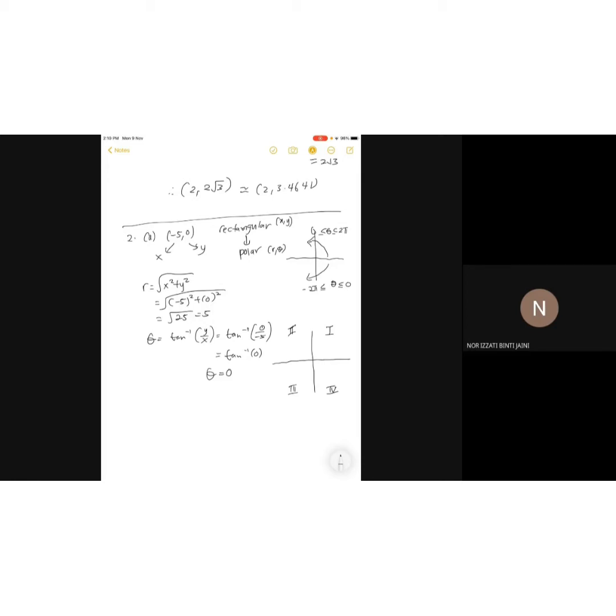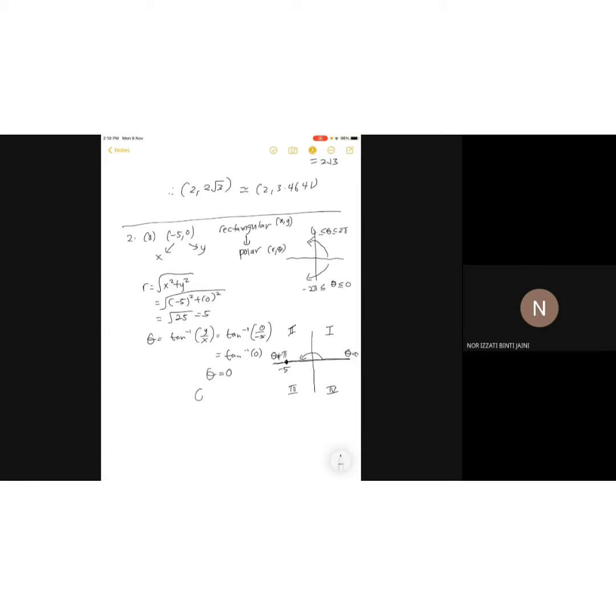So sekarang ni point awak -50 kan, -5 tu kat sini. Pada x negatif kan, -50. So point awak kat sini. Tapi theta tu diberikan kat sini, theta equals to 0. So how do you find here? So you have to find theta plus another pi.